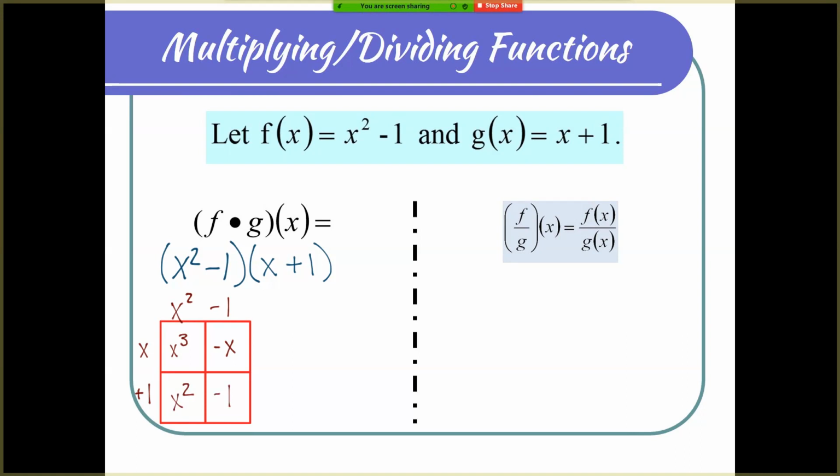So when I go to write my answer, I actually don't have any like terms. My answer is going to be x to the third plus x squared minus x minus 1. So none of those four terms are like terms. I can't combine any of them, so I just write them in descending order.